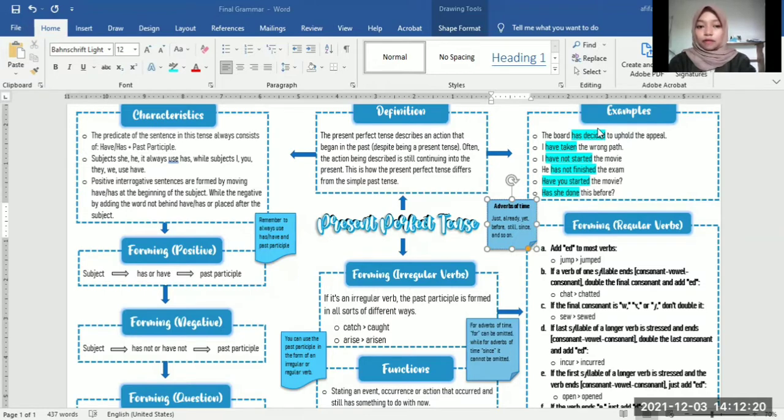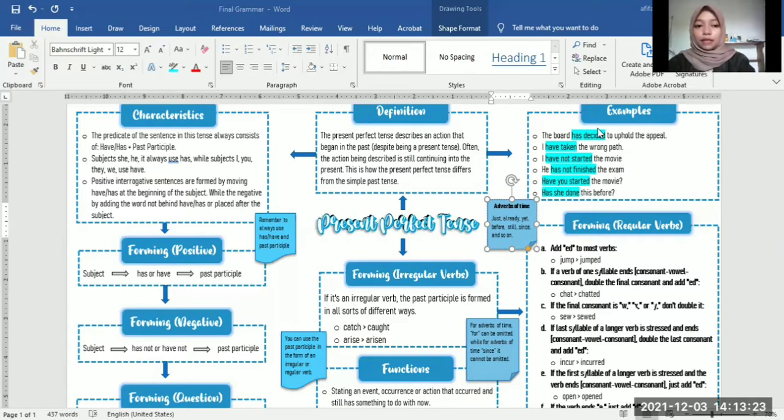The next is about characteristics. The first is the predicate of the sentence in this tense always consists of have or has plus past participle. So what is the past participle? The past participle is the third form of the verb that shows an activity that has happened in the past.